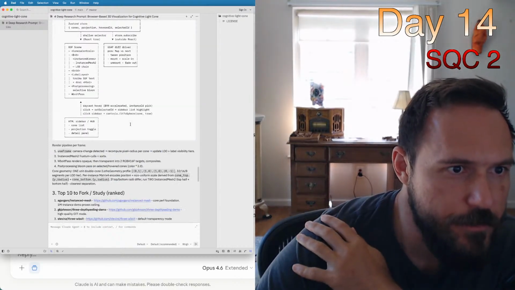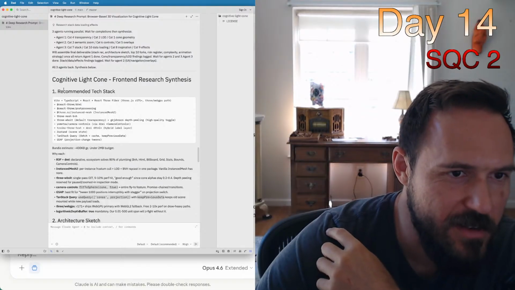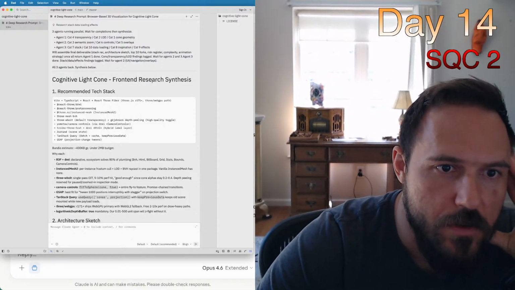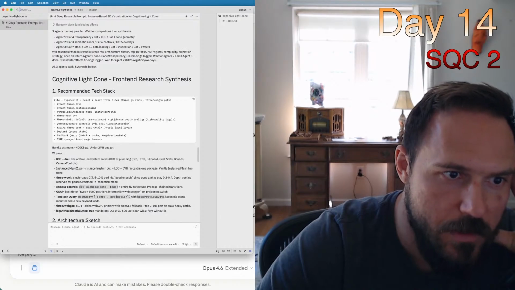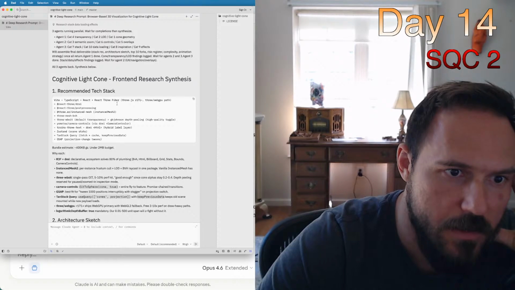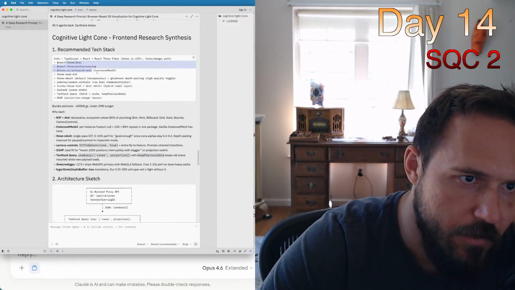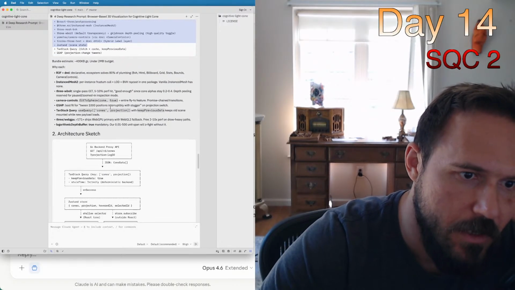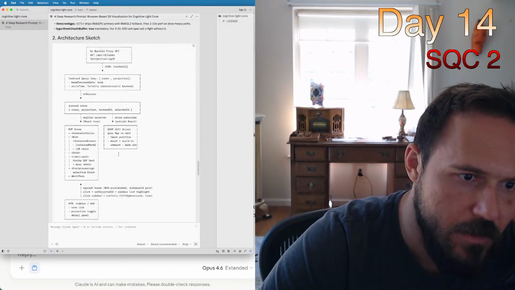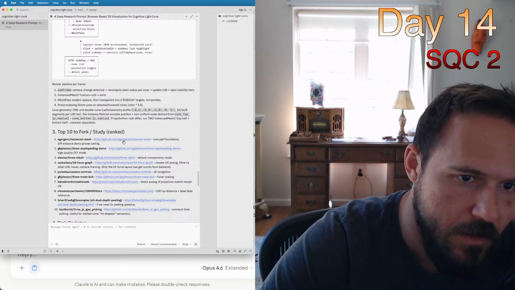Really quick. Oh, it's not gonna be really quick, but I'm gonna do it anyway. Front-end research synthesis, recommended React with Vite plus TypeScript, React Three Fiber. Okay, I'm okay with that. I'm not a strong front-end engineer. TanStack Query, cache, architecture sketch, top 10 prior studies ranked. Oh, we're gonna look at them, yeah.